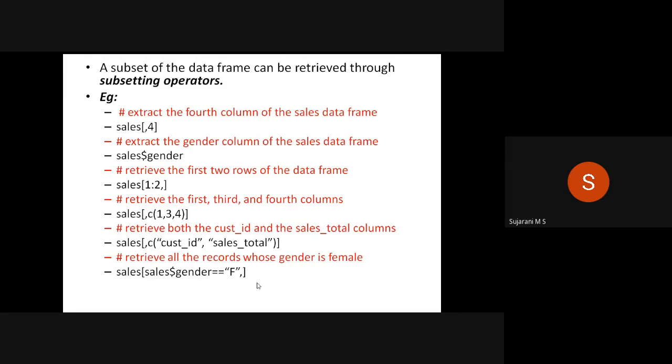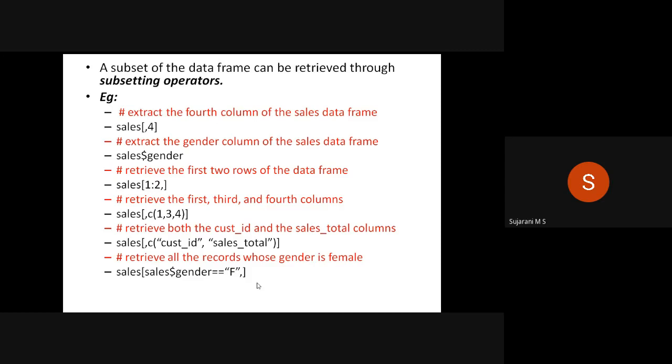That means it retrieves the first 2 rows and doesn't specify the columns. Okay, we want to specify 2 rows only, that is 1:2. Suppose you want to retrieve the first 4 rows, then 1:4. That means it retrieves the first 4 rows. No need to specify the column number there.